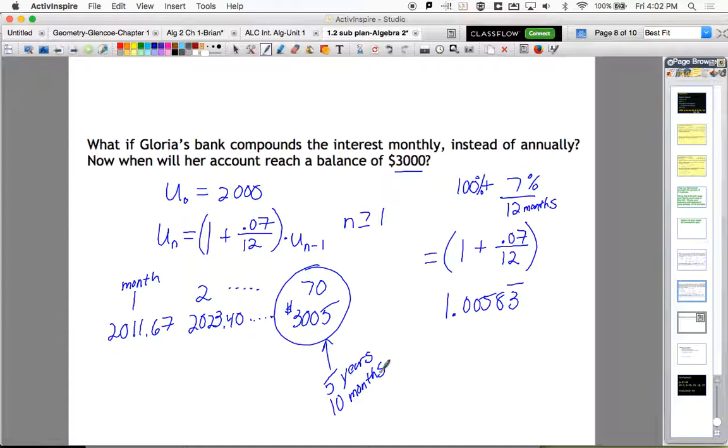So you can see there's a little bit of a difference between that problem and the previous one. In the previous problem, example number 2, when we're compounding annually, it took 6 years. At least this way, when it's compounded monthly, you're getting it a little bit faster. It only takes 5 years, 10 months before you get to $3,000 as opposed to 6 years.